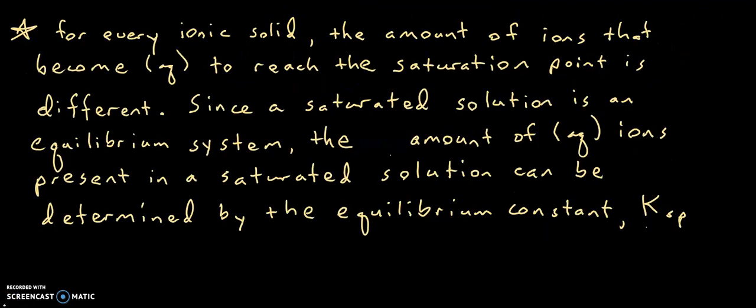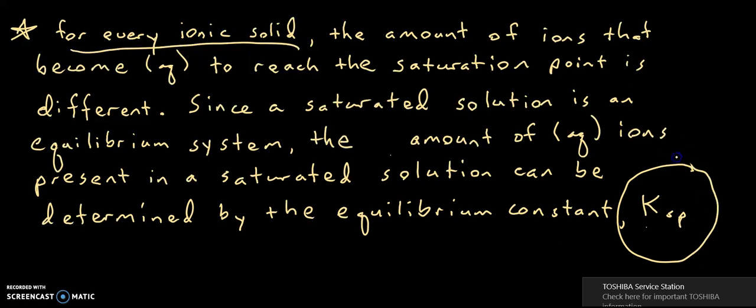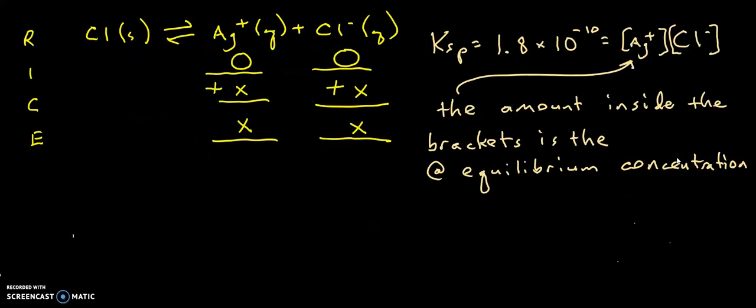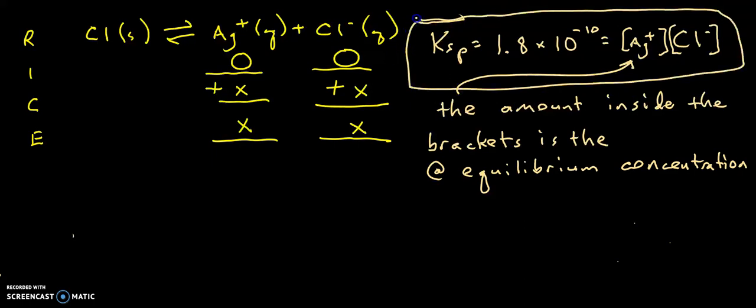For every ionic solid, the amount of ions that become aqueous to reach the saturation point is different. Since a saturated solution is an equilibrium system, the amount of aqueous ions present in a saturated solution can be determined by the equilibrium constant, which is the Ksp value. Now, for this particular equilibrium reaction, our Ksp expression is just the concentration of the silver ions times the concentration of the chloride ions.